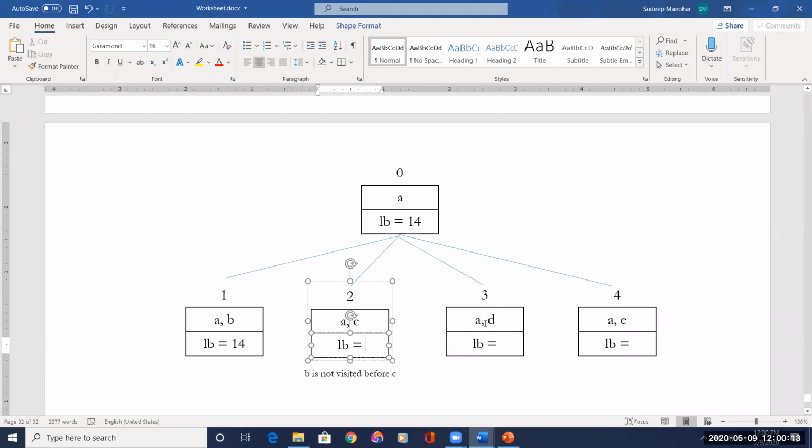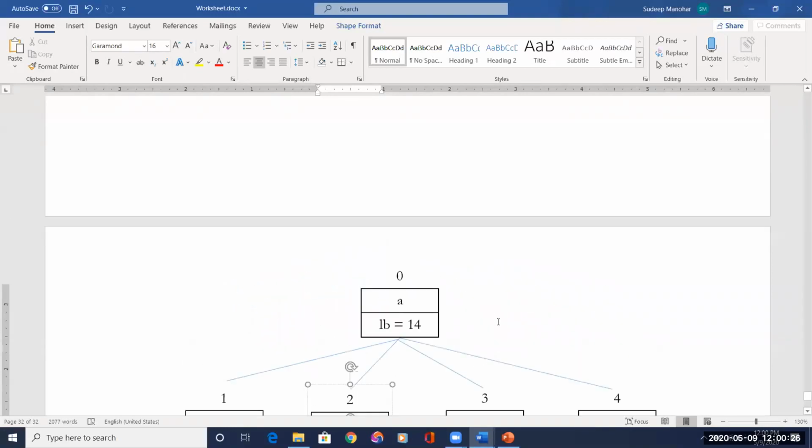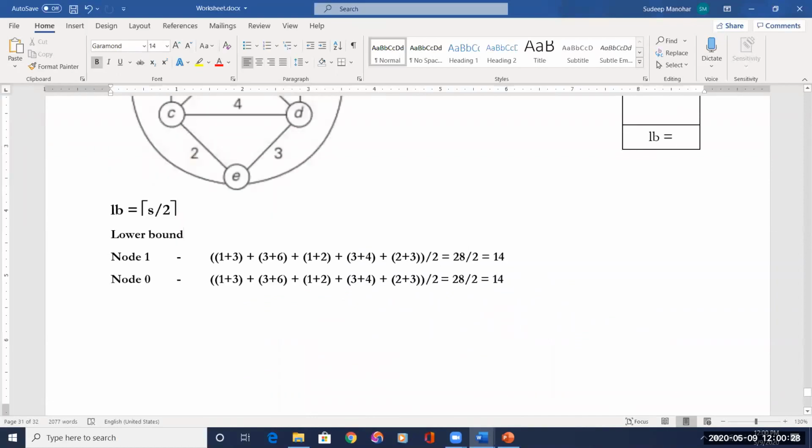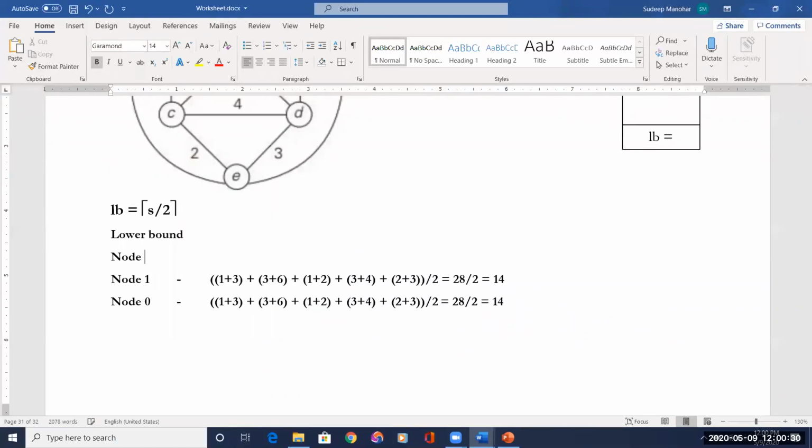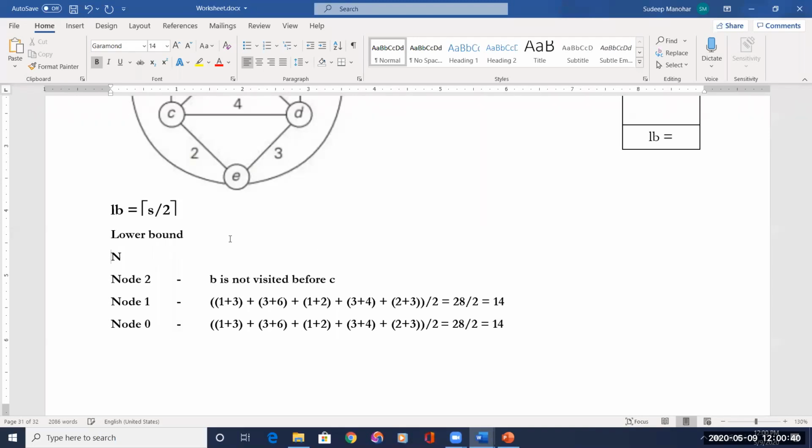Node number 3, A and D. So C doesn't come as well as B doesn't come. So we can choose this A and D. The edge that is chosen is A to D. Remember that, it's node number 3. Node number 2, B is not visited. So see, that's why we are skipping that. It is node number 3.